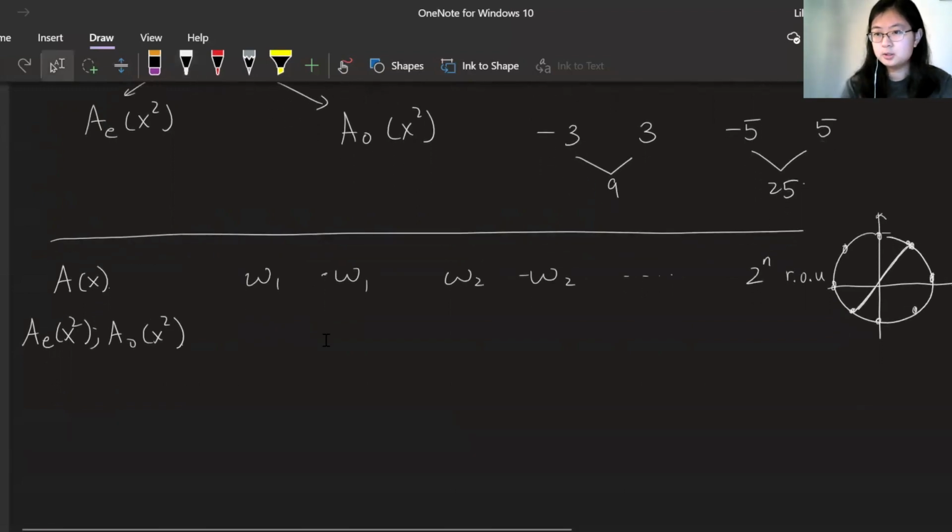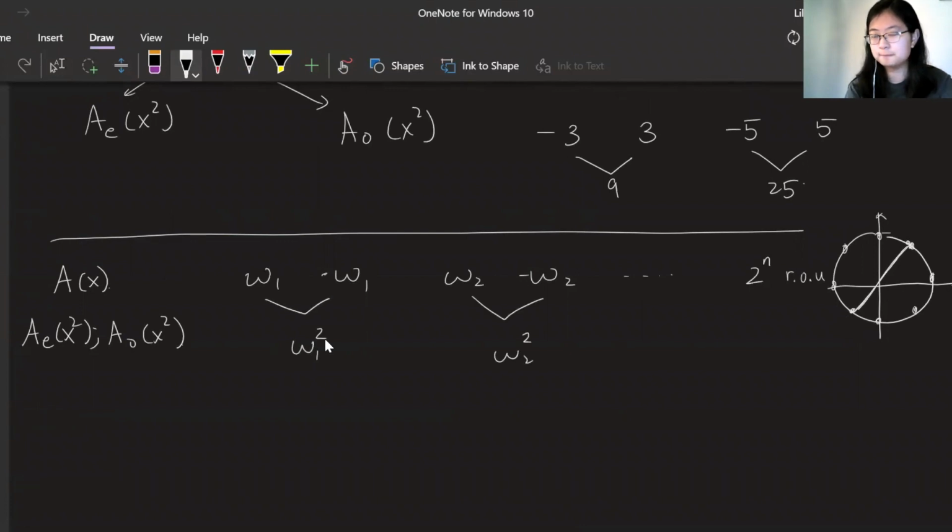All right, so now on this next level, we combine these to have omega 1 squared, omega 2 squared, etc. And so now on this level, we're dealing with 2 to the n minus 1 roots of unity. And on the unit circle, this would look something like this.